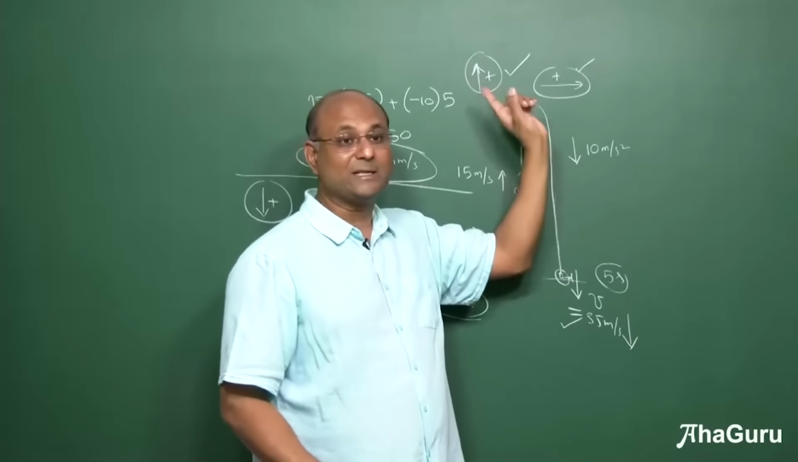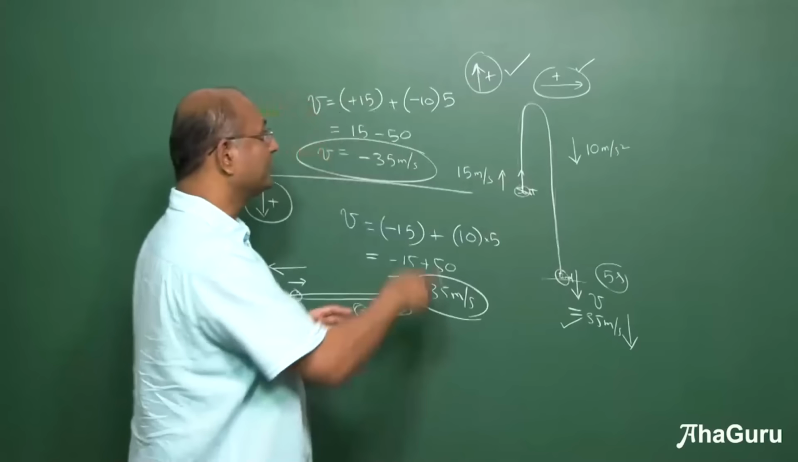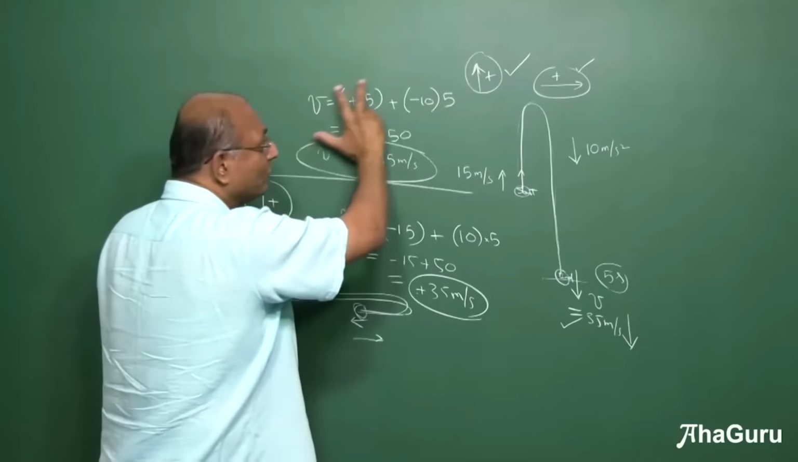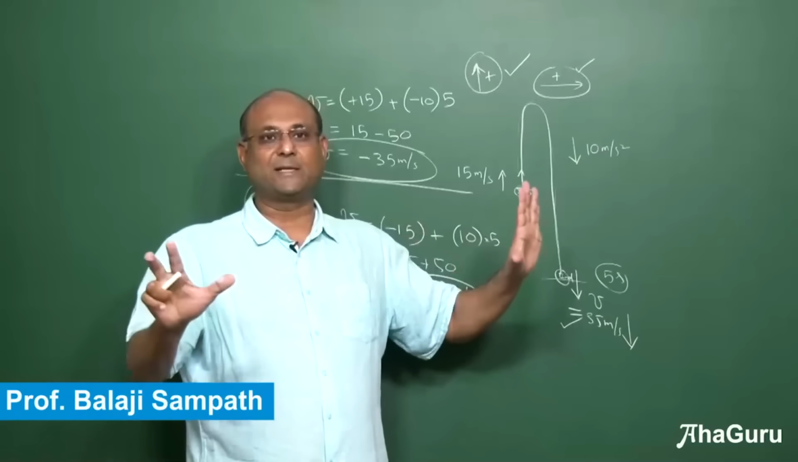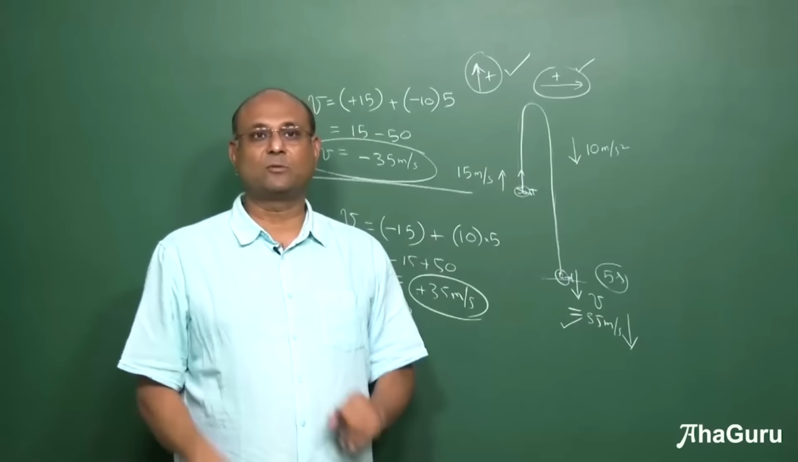Everything must be chosen in the same direction. One plus for the full problem. Don't do things like this, plus plus. I am just showing it to you as a demonstration. You will only take one plus. Once you define the plus direction, fix with it. Don't change it in the middle. So I hope that is clear. Practice a few problems, then this should become easier.